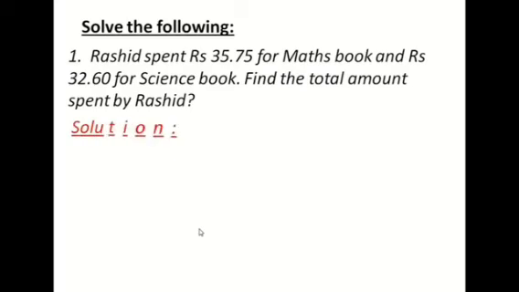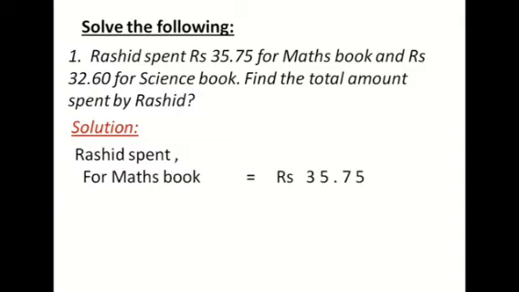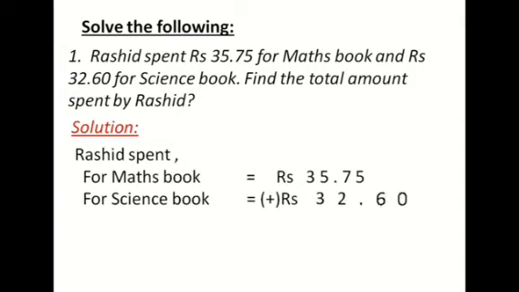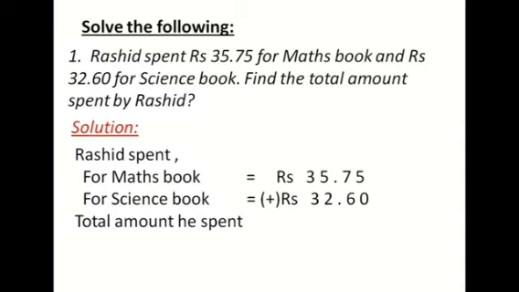So what can we write? Rashid spent rupees 35.75 for the maths book. For the science book it is rupees 32.60. So you have to add these two values and get the total amount. So total amount he spent, you have to add 35.75 and 32.60. It has been arranged in proper order. So it is addition of decimals. Follow how we have done and write down the value.